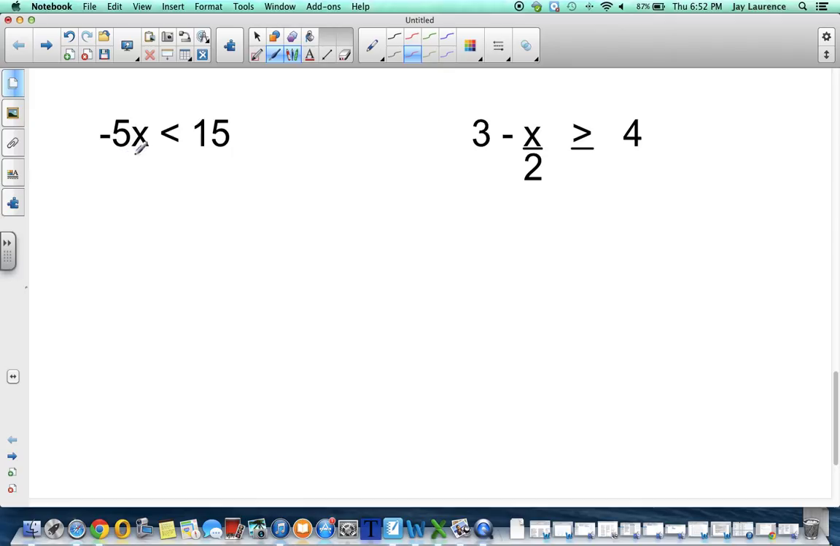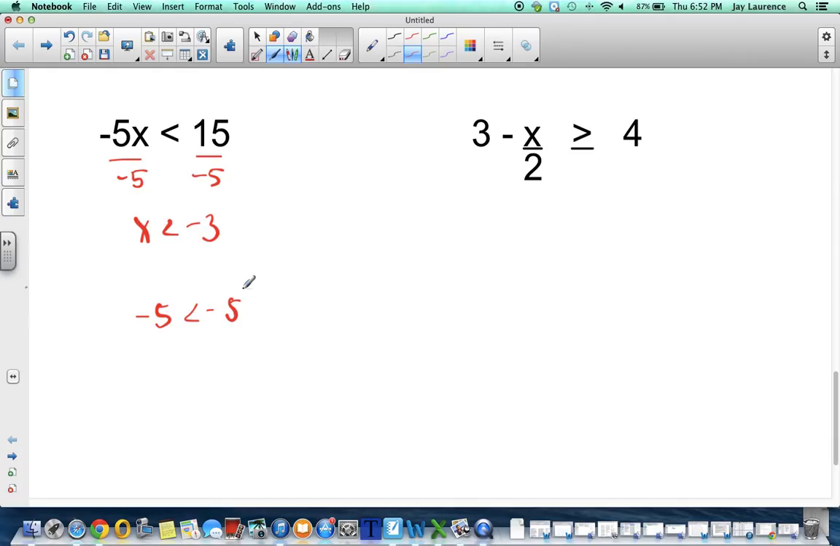Now, some of you, here comes my solution. Some of you are going to divide by negative 5, and you're going to try to tell me that x is going to be less than negative 3. Okay, now I'm going to test it. Name a number less than negative 3. What's that, Boyana? Yeah, negative 5 is less than negative 3. That's absolutely true. I don't disagree with you.